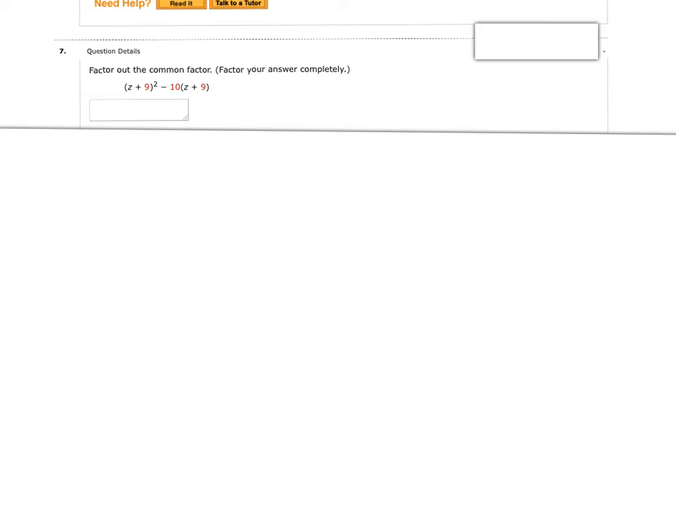All right, here it says factor out the common factor. So now our goal is to factor. This one is where I start using the u substitution. So I'm going to let u equal whatever is in the parentheses, so that'll be z plus 9. And then we can write this as u squared minus 10u. And then so that we can clearly see the GCF, a u there, that's the common factor they were talking about. And that'll leave me with u minus 10.